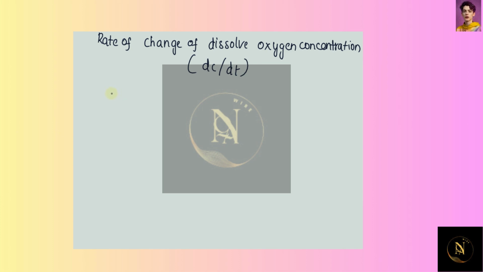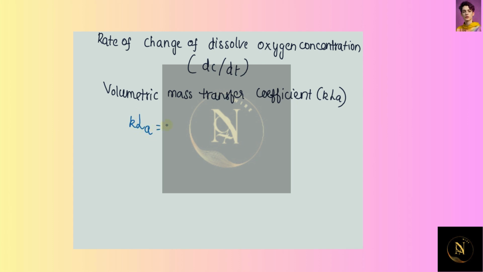Now we can calculate the volumetric mass transfer coefficient, which is known as KLA, using the formula KLA is equal to 1 by C multiplied with dC by dt.